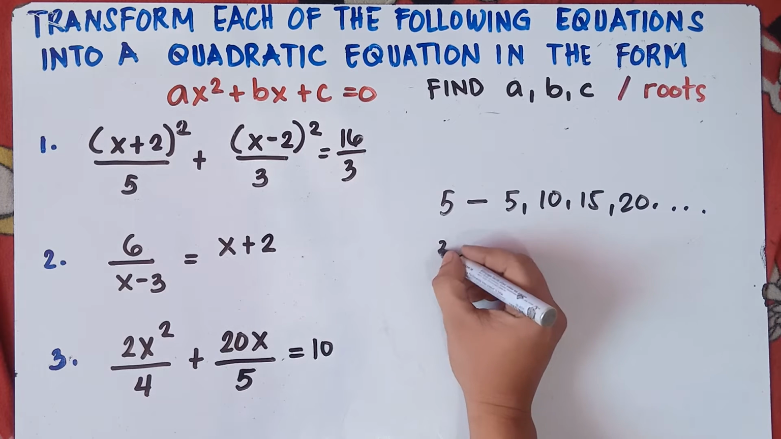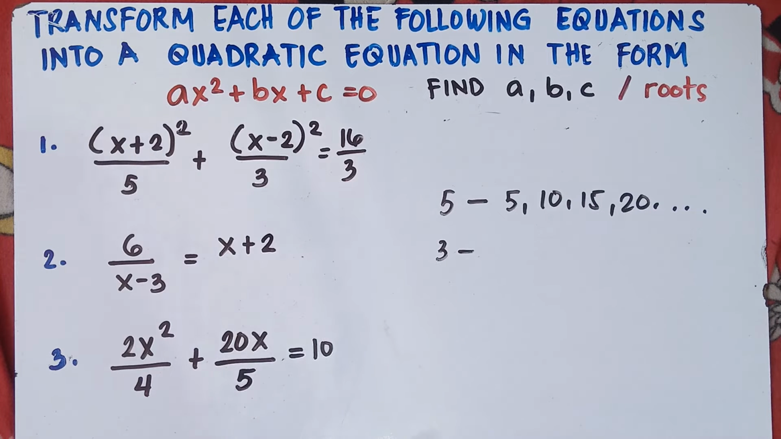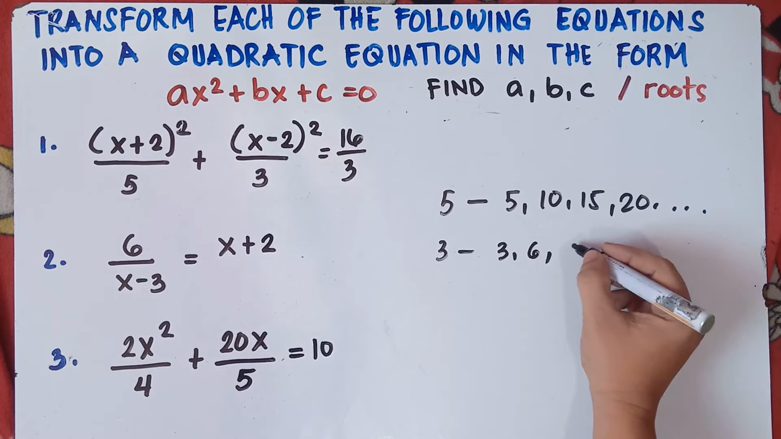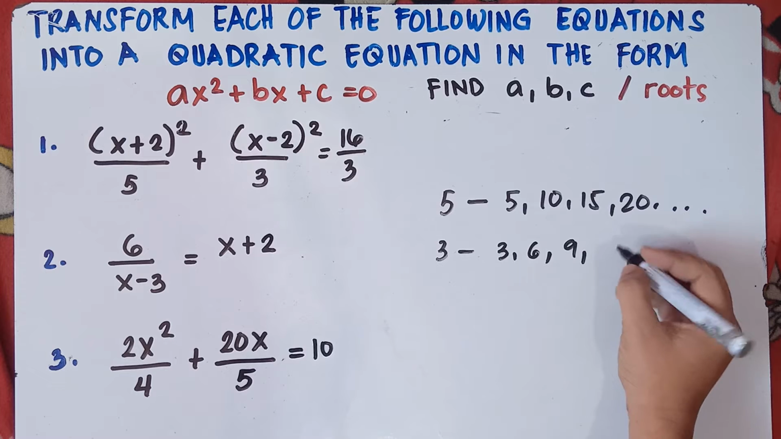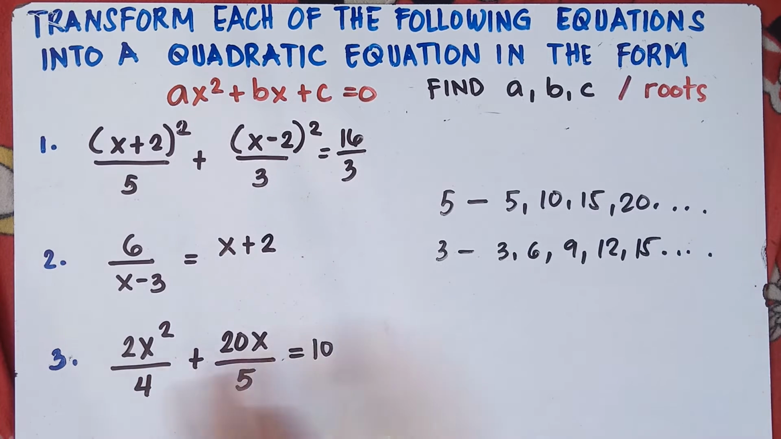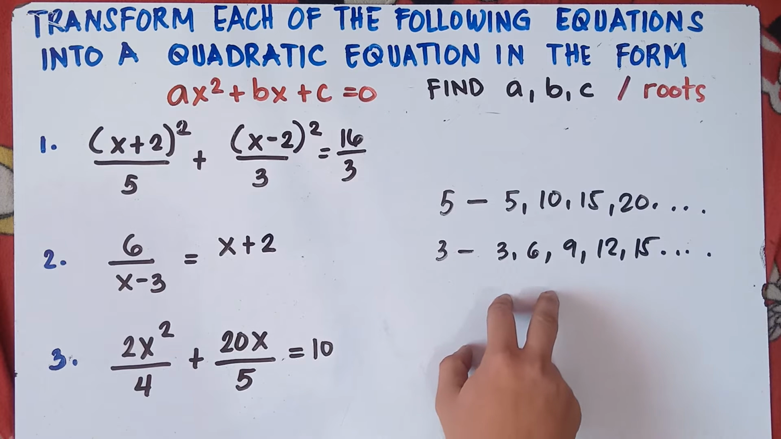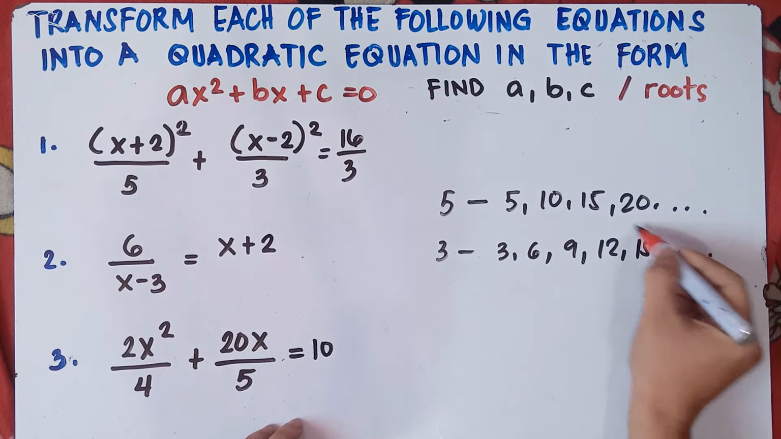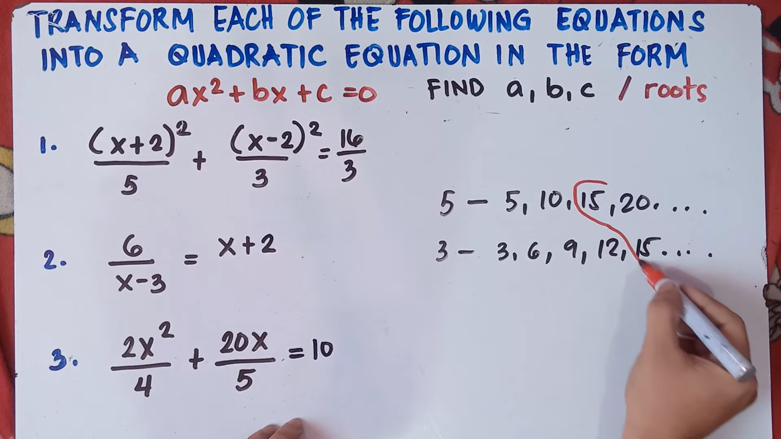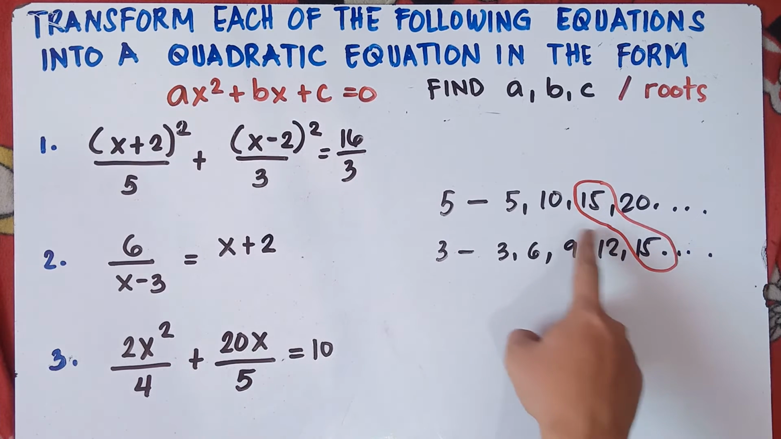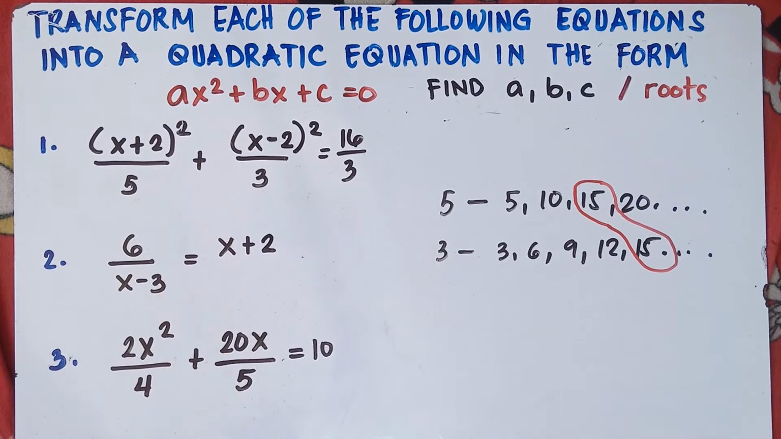Now for the multiples of 3, we have 3 times 1 is 3, 3 times 2 is 6, 3 times 3 is 9, 3 times 4 is 12, 3 times 5 is 15, and so on. So what will be the least number that is common to 5 and 3? Of course, that will be 15. 15 is a multiple of 5 and 3. So that's how you find the LCM with regards to the numbers.